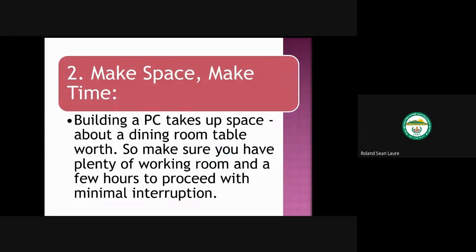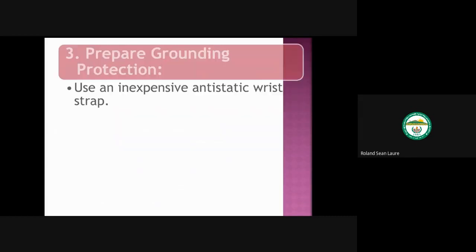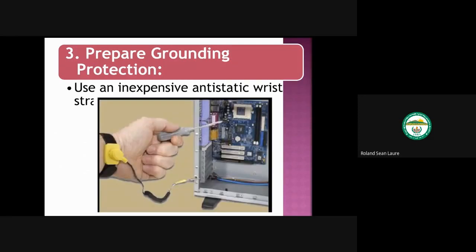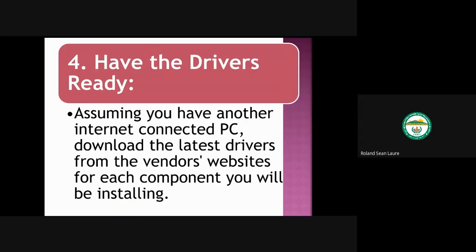Number two, make space, make time. So, building a PC takes up space about a dining room table worth. Make sure you have plenty of working room and a few hours to proceed with minimal interruption. Okay. Number three, use an expensive or inexpensive wrist strap. No? So, anti-static wrist strap. Okay.